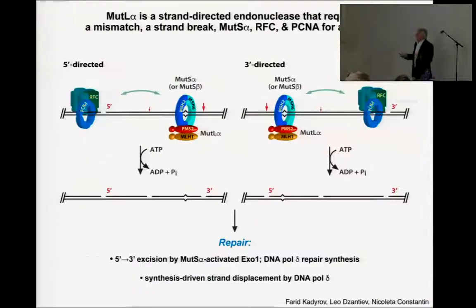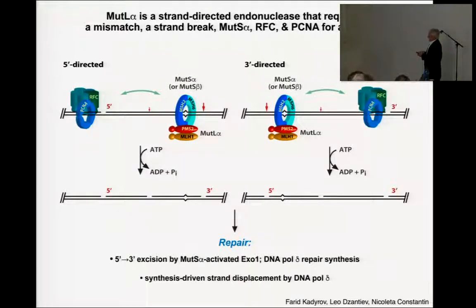Okay, so the second strand-directed reaction is more interesting. Fried Kadyrov, Leo Dzantiev, and Nicoletta Constantin showed that unlike E. coli MutL, eukaryotic MutL alpha is a latent endonuclease that's activated in a manner that depends on a mismatch, a pre-existing strand break, MutS alpha, the PCNA DNA replication clamp, and RFC, the clamp loader that puts PCNA on the helix. So for those of you who are not familiar with PCNA, PCNA is a trimeric clamp that can slide along the DNA. It plays an important role in controlling access of certain proteins to the replication fork, where it can also, in some cases, modulate their function.